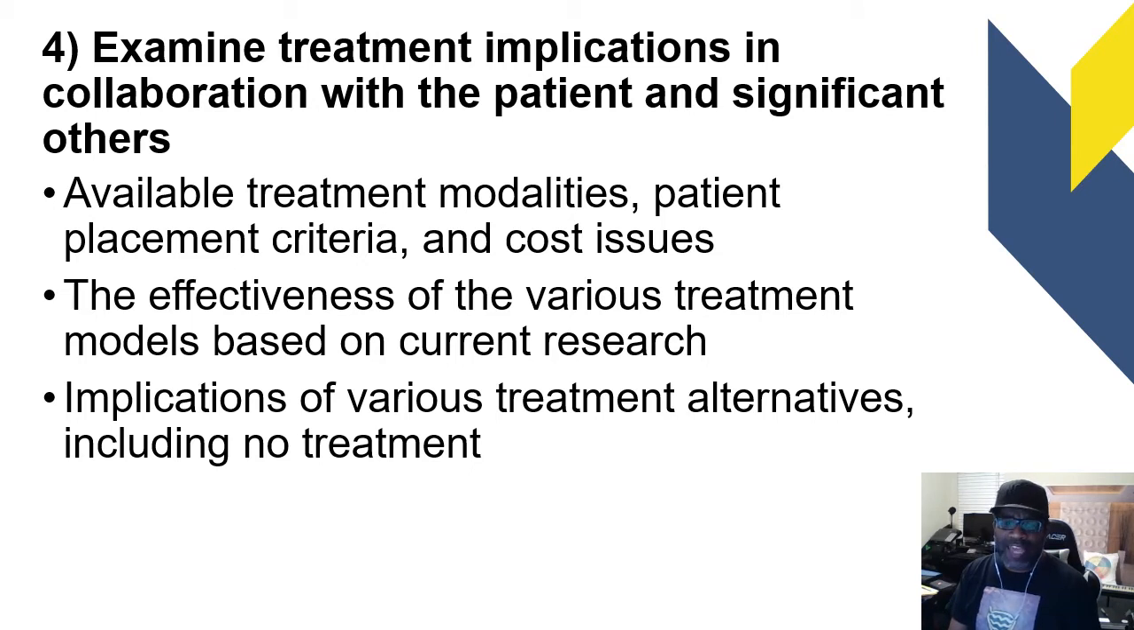Examine treatment implications in collaboration with the patient and significant others. Available treatment modalities, patient placement criteria, and cost issues. The effectiveness of the various treatment models based on current research. Implications of various treatment alternatives, including no treatment. Example: one-on-one counseling, family and group counseling, medical management, the Red Roach approach, community-based programs, etc.